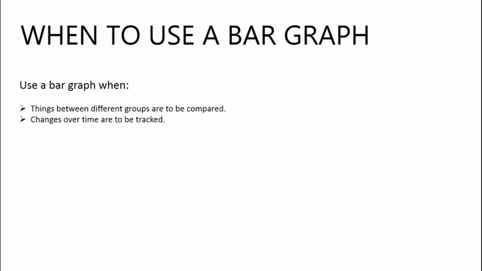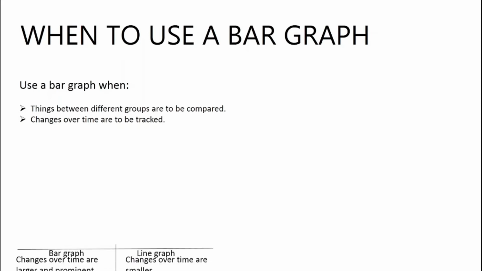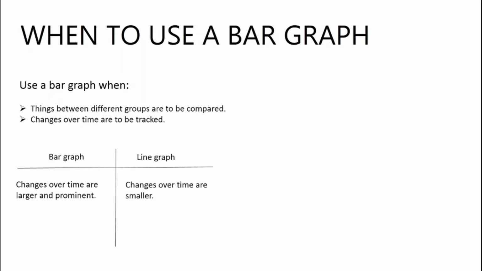Moving on, when to use a bar graph? There are obviously various types of graphs, and it has already been covered in the previous video which graph to use when. But a bar graph can essentially be used when things between different groups are to be compared or changes over time are to be tracked. It is all based on the user's visualization and imagination because bar graphs are pretty versatile, so the use of a bar graph is not limited to just these two uses.